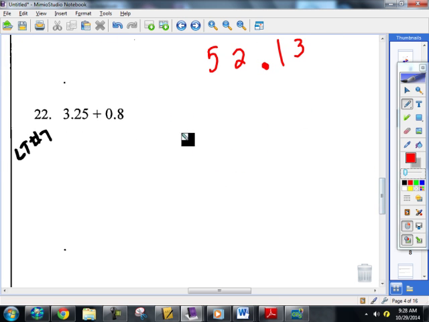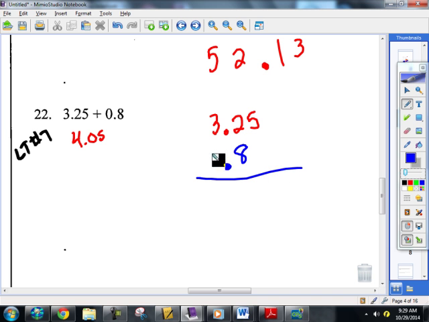Okay, here, adding again, 3.25. The answer is 4.05. Okay. Now, since I'm doing 0.8, my decimal's got to stay there, and so 0.8 would go right there. What can I put in all these spots? Zeros. 5 plus 0 is 5. 2 plus 8 is 10. Bring your decimal straight down, and I get 4.05.